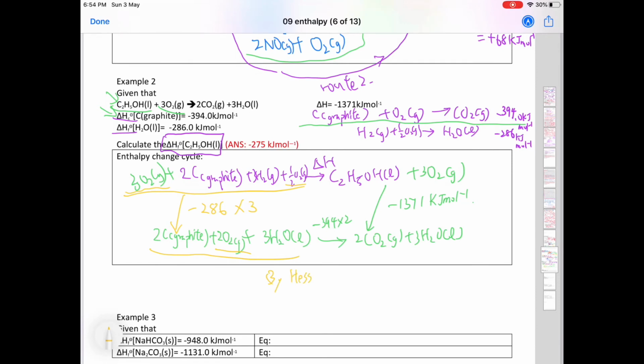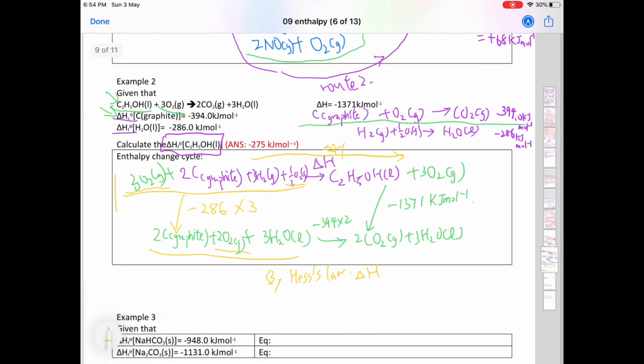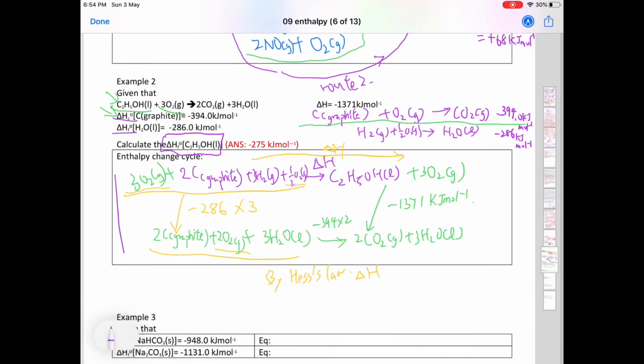for route 1 the enthalpy change is just delta H. And then for the second route, there are totally 3 processes to form 3 waters. This is the first step, and then the second step is to form carbon dioxide, and then finally is the backward reaction of the combustion data of this C2H5OH. Is it okay? So the overall enthalpy change should be the sum of these 3 steps.